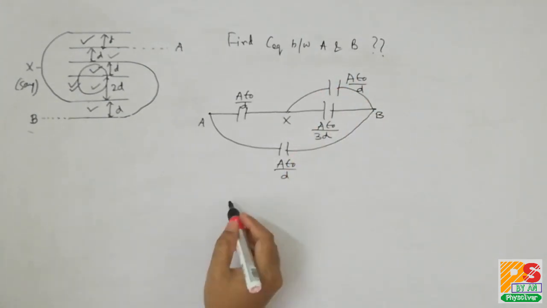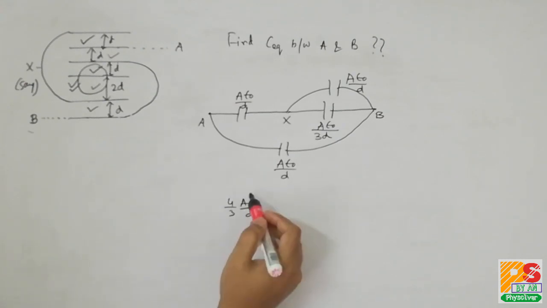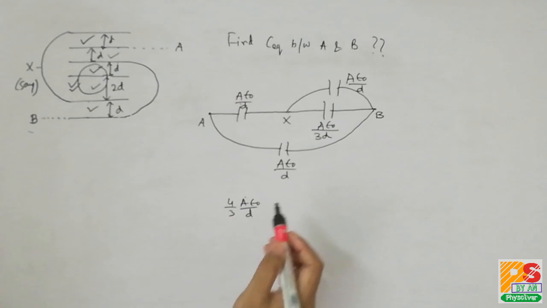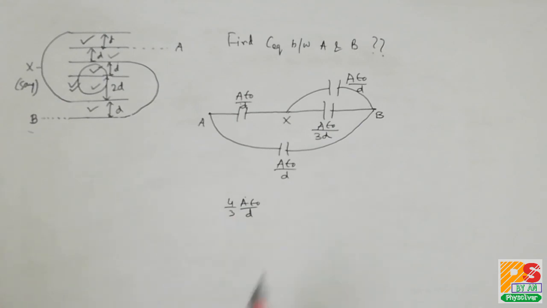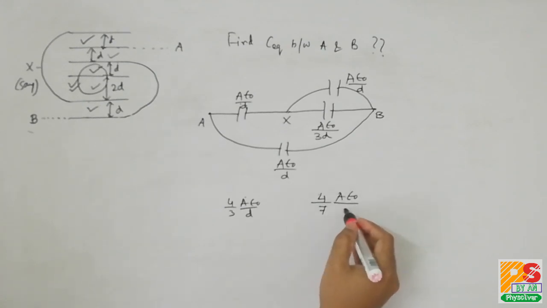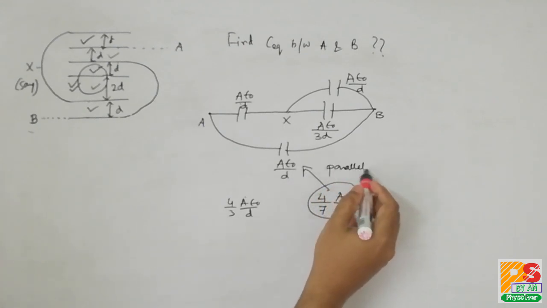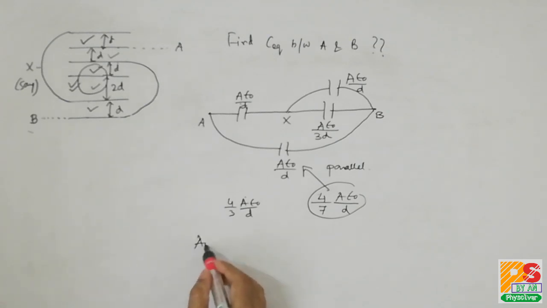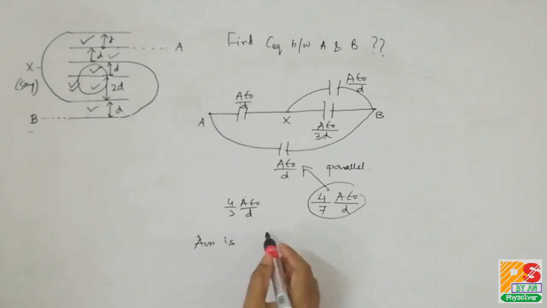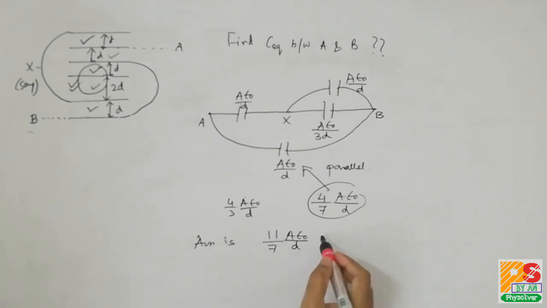Now it's a very simple problem. These two capacitors are connected in parallel, which will give us 4 by 3 A epsilon naught by D. This is connected in series with A epsilon naught by D. So the series combination will be 4 by 7 A epsilon naught by D, and finally it is connected in parallel to A epsilon naught by D. Therefore the answer is the sum of these two things, which is 11 by 7 A epsilon naught by D.